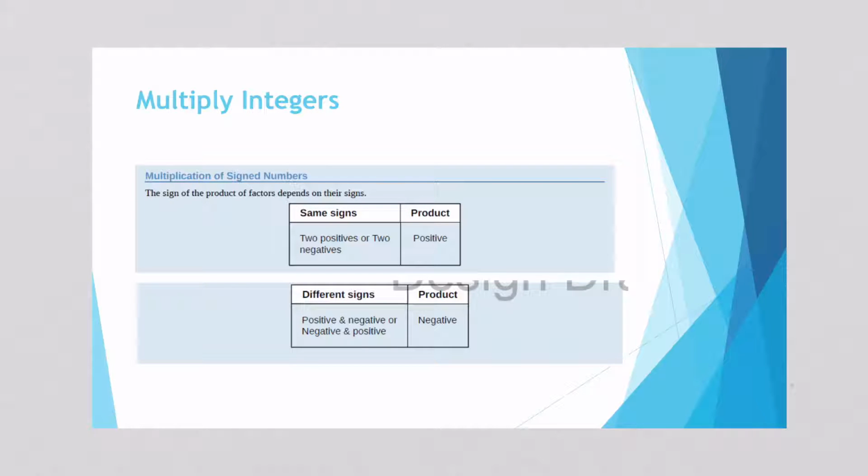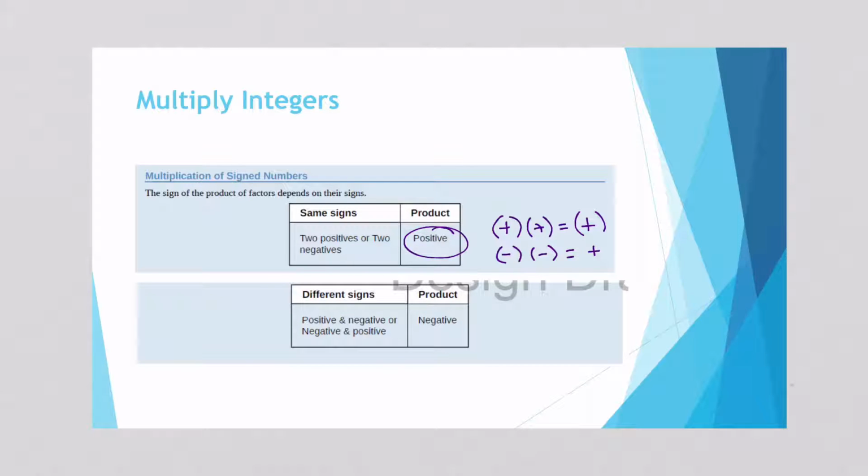There are rules whenever it comes to multiplying integers. If you are multiplying and you have two positives or two negatives, so if the signs are the same, then your answer will always be positive. So a positive number times a positive number equals a positive number. A negative times a negative number is also a positive number.